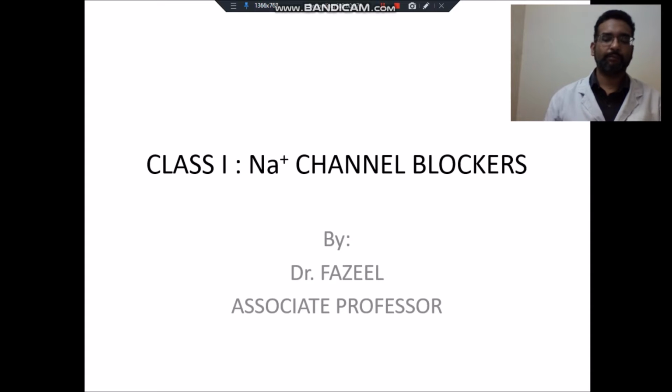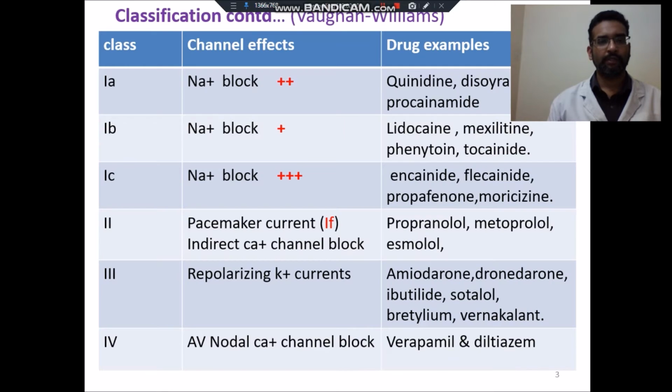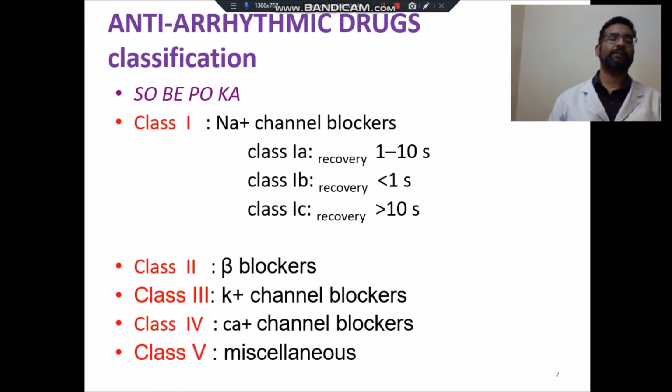So, among the anti-arrhythmic drugs, as you have seen before, I told you that we have a classification called the Vaughan-Williams classification of antiarrhythmic drugs. According to this classification, the drugs have been classified based upon their major mechanism of action, the major channel which is inhibited by them. So, we have class 1, 2, 3, 4, and 5.